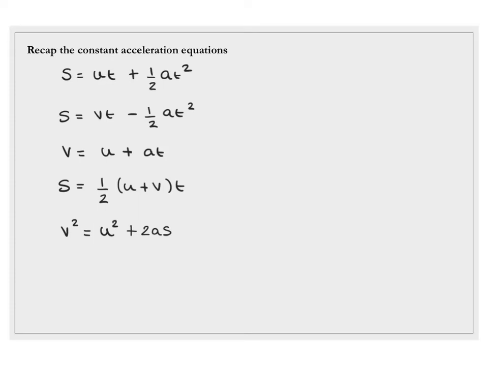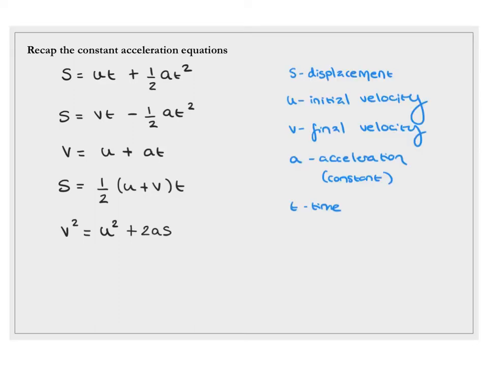Make sure that you understand what each of the symbols represents in this set of equations. So s represents displacement from your starting position, u is initial velocity, v is final velocity, a is the acceleration, which must be constant if we are to use these equations, and t is the time taken.